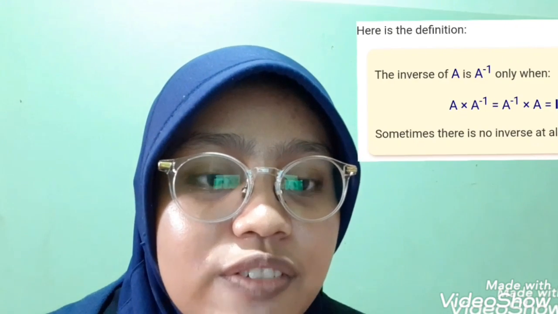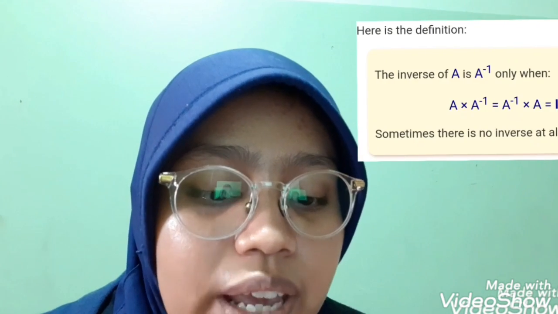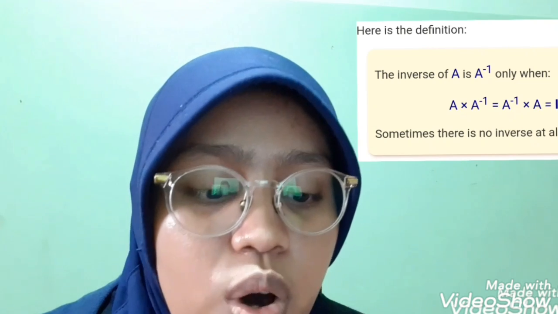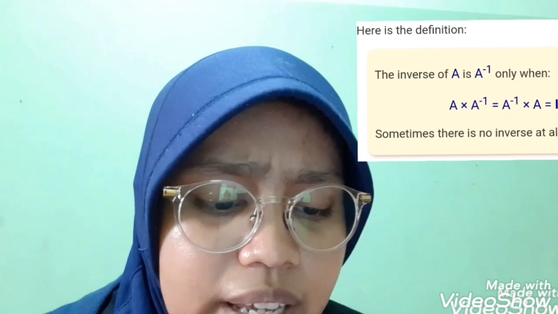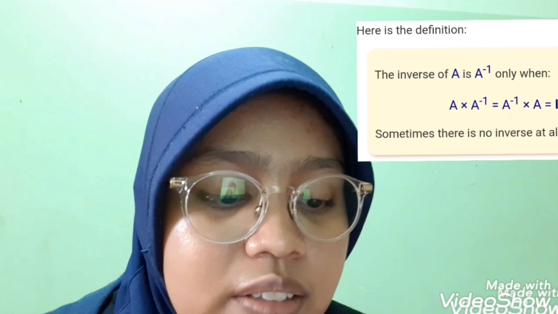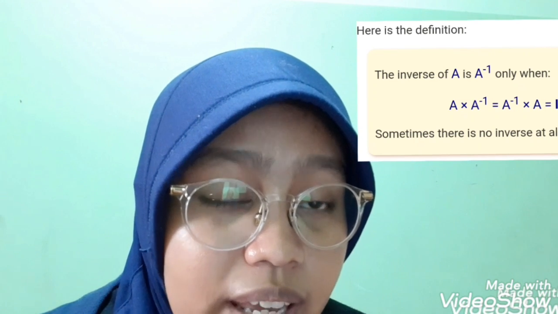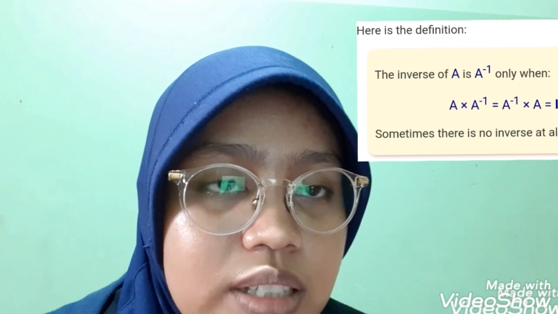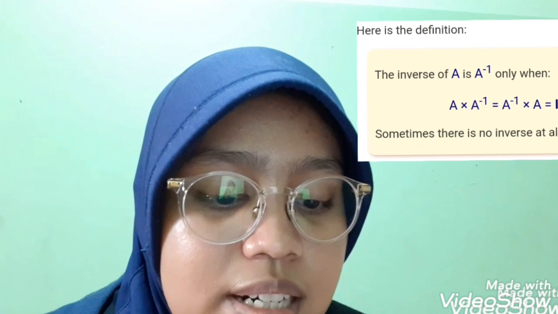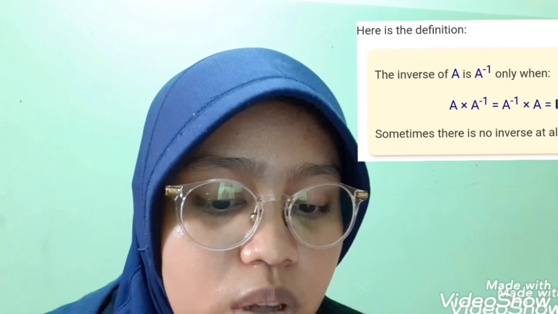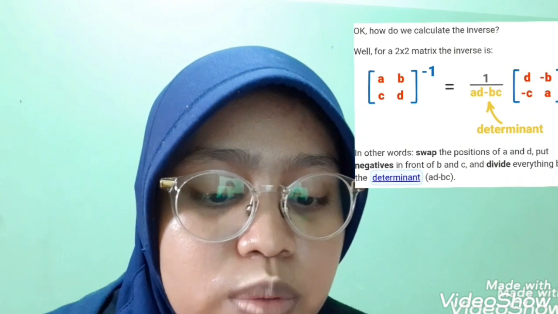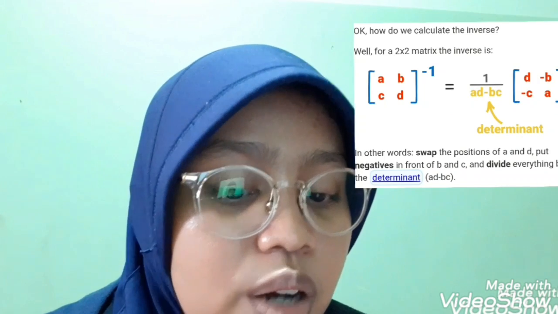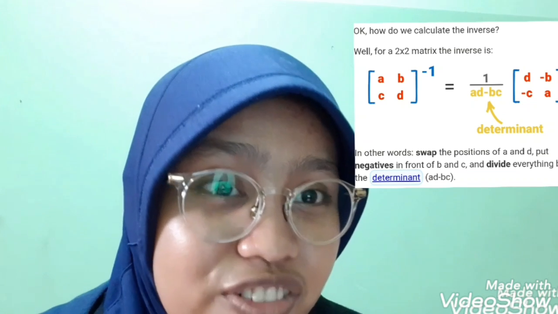Here is the definition. The inverse of A is A inverse only when A multiplied by A inverse equals A inverse multiplied by A equals I. Sometimes there is no inverse at all. Now a 2 by 2 matrix. Okay, how do we calculate the inverse?